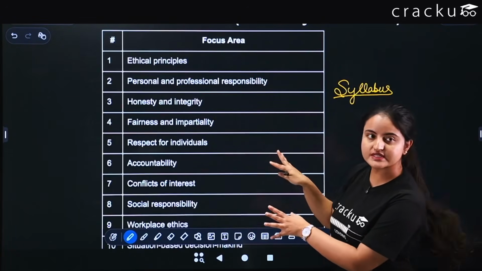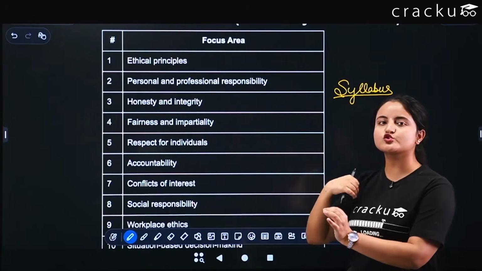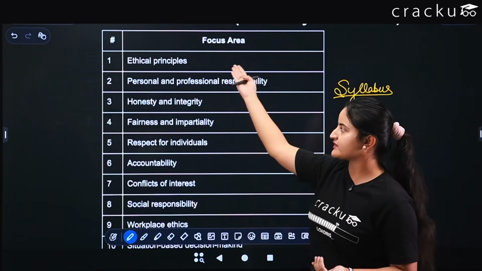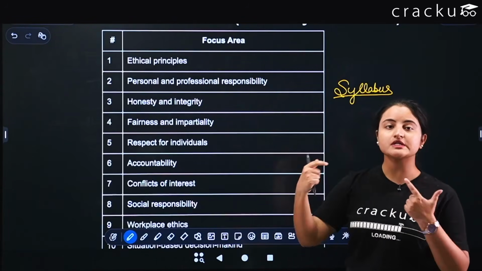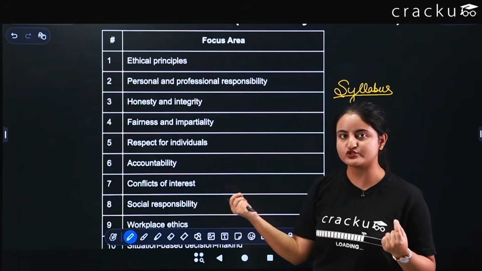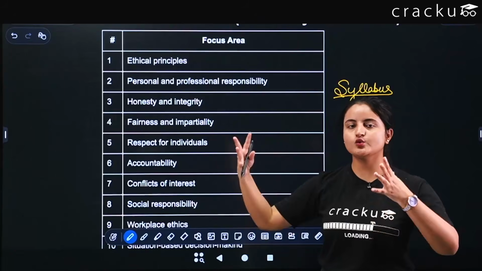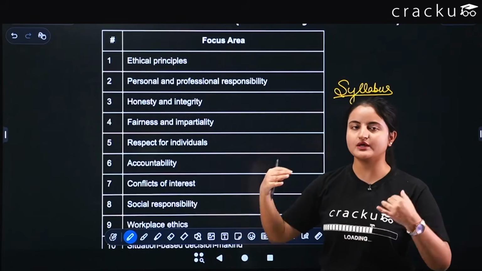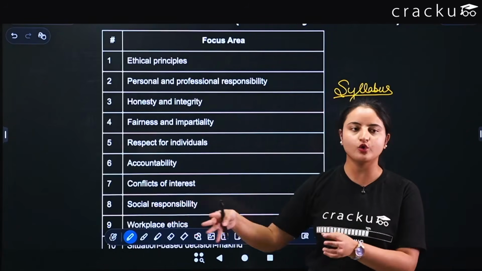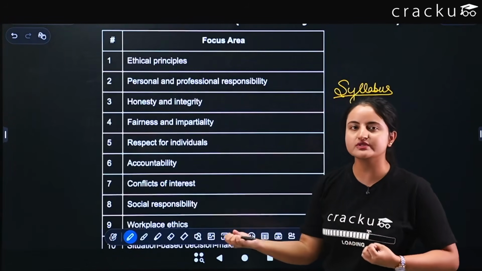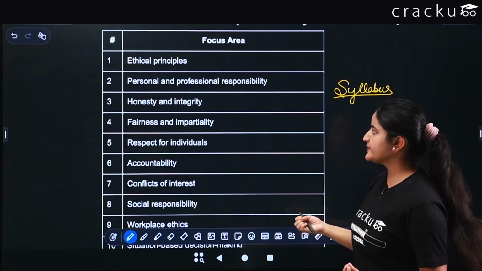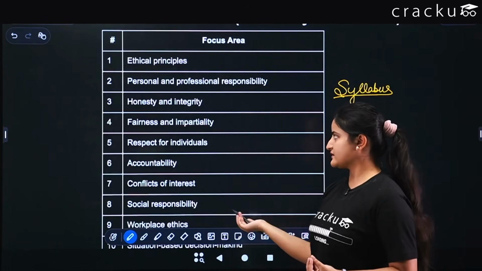So these focus areas are the areas from which questions can be made, from which cases would be made. So they'll test your ethical principle, they'll test your personal and professional responsibility. So you have to essentially choose options wherein you take responsibility. You cannot let anything go or leave anything, or just choose an option and say, okay, I choose not to do anything. You have to be responsible. Honesty and integrity, of course.